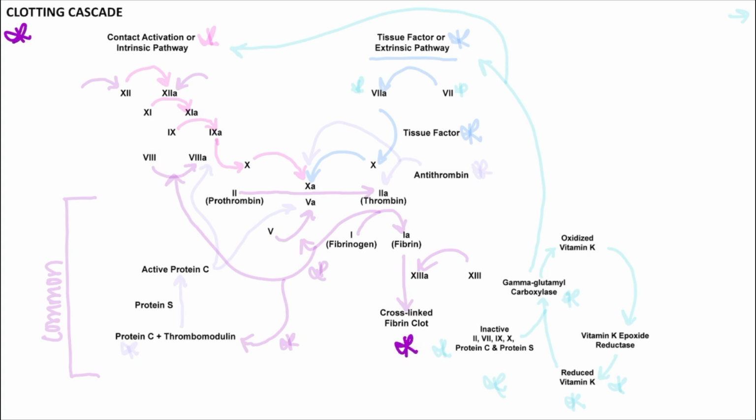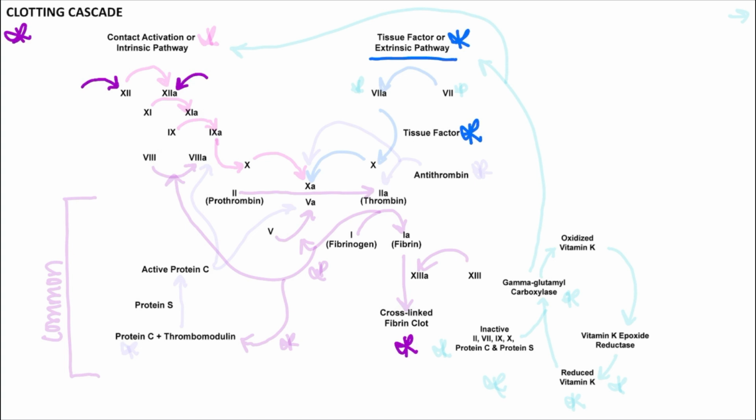As a reminder, these factors are all usually represented as Roman numerals, and they are zymogens, and the addition of a lowercase a means that these have been enzymatically activated. There are two major pathways for triggering the clotting cascade. The first one we'll discuss is the primary pathway responsible for triggering coagulation, the tissue factor or extrinsic pathway. It is initiated by tissue factor, which is a cell membrane protein that is released by endothelial cells after vascular damage.